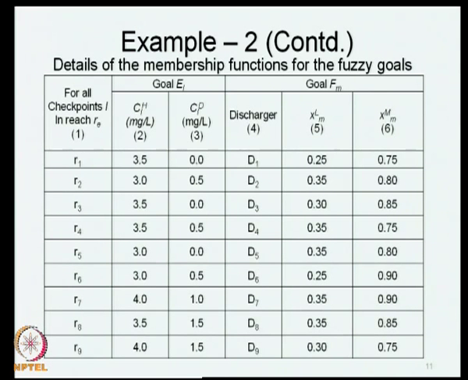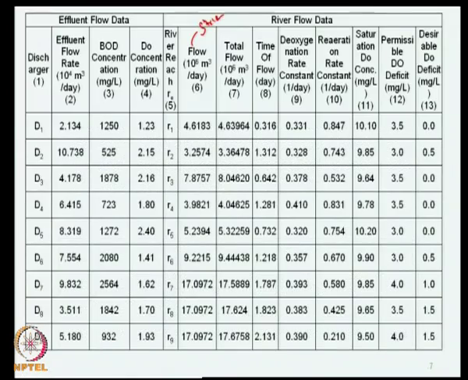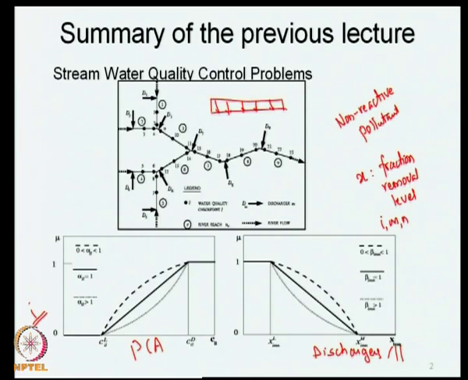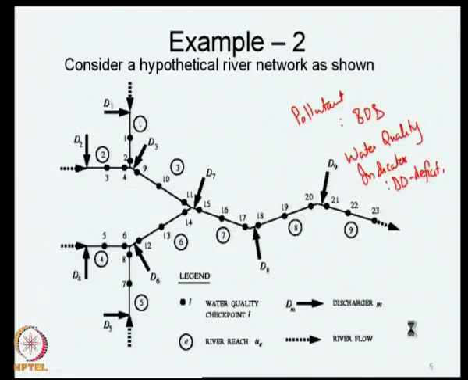Now, we need then the membership function values for each of the dischargers as well as each of the reaches. Do not lose sight of what we are doing here. Remember, we are talking about this problem now. So, for each of the reaches, we need the membership function associated with the pollution control agency, and for each of the dischargers, we need the membership function associated with the treatment level. Now, that is what we are writing now.